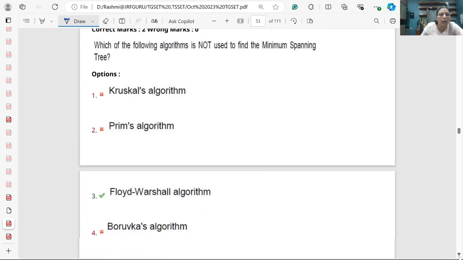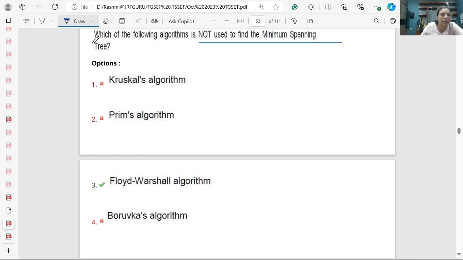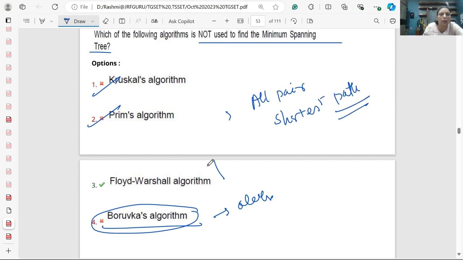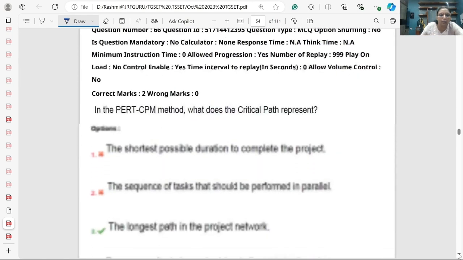Now, which of the following algorithms is not used for the minimum spanning tree? We use Kruskal, we use Prim's and Boruvka's. Why not Floyd Warshall? Because Floyd Warshall is an all-pairs shortest path algorithm. It is used to find the shortest path. It is not used for the minimum spanning tree. So it is an all-pairs shortest path algorithm.